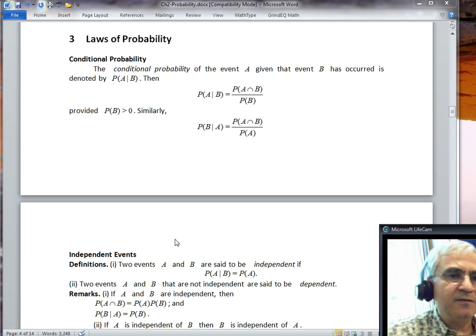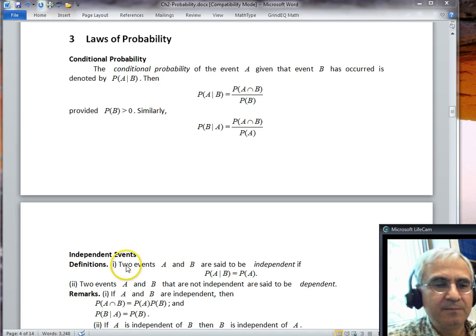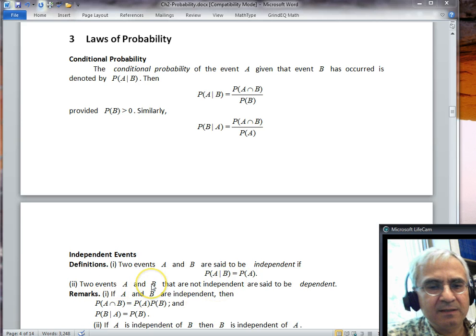But having new information does not always result in revising your estimate of probability. Sometimes the new event does not affect the probability you originally had, and in that case we call those events independent. New information has no influence on the probability. So two events A and B are said to be independent if, given B, the probability of A is still the same as it was before, P of A, no change. And if the two events are not independent, we say they are dependent.